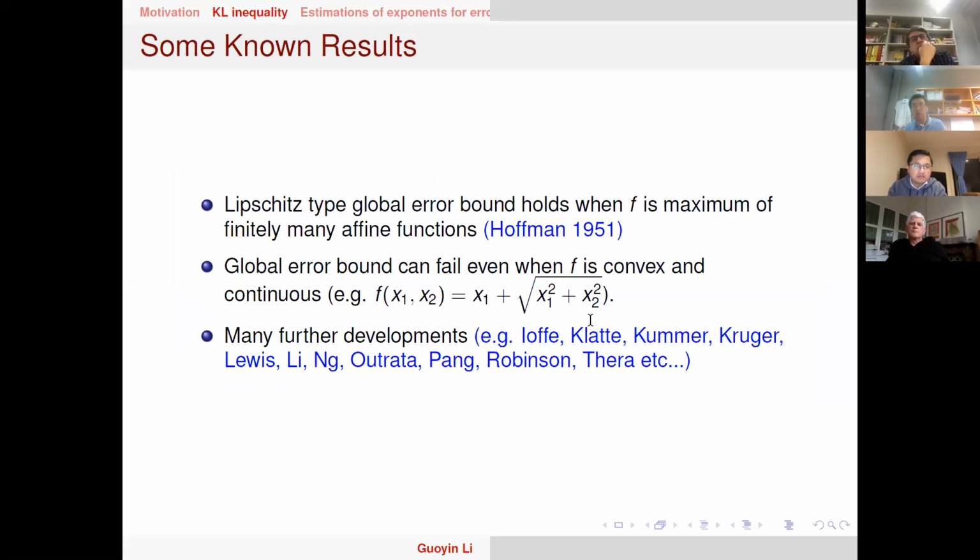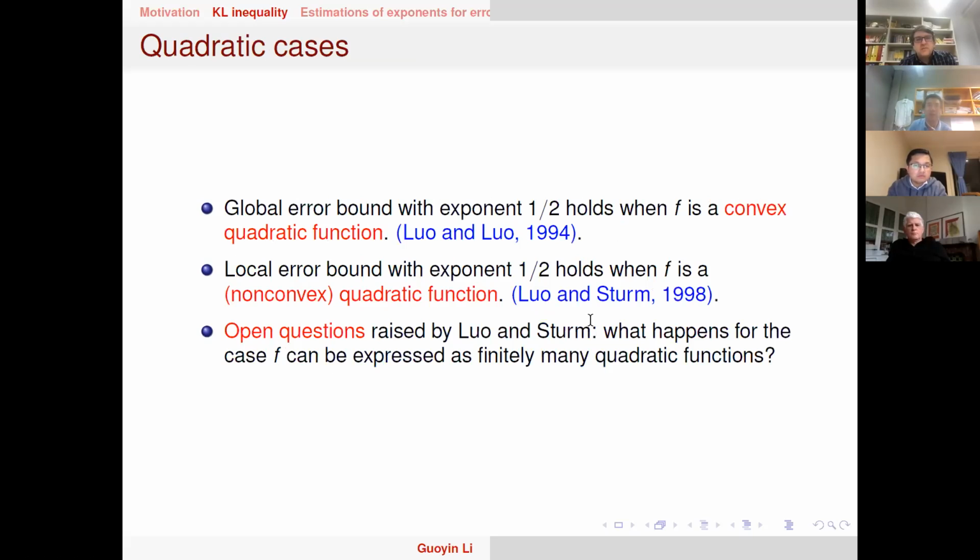The most celebrated one would be the Hoffman error bound, which says that a Lipschitz type error bound is always true when your function is the maximum of finitely many affine functions. But unfortunately, it fails in general for nonlinear functions. Here's a simple counterexample, and there have been many developments, with a long list of authors here. But in the quadratic case, things are very nice.